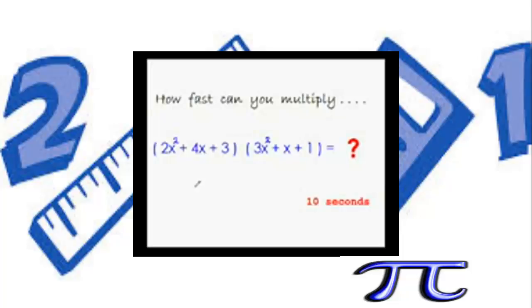To multiply a trinomial with another trinomial. Let's see how fast you can do it now. I'm giving you 10 seconds and your time starts now.